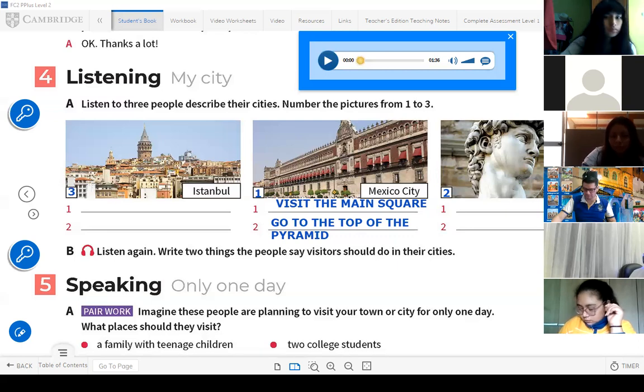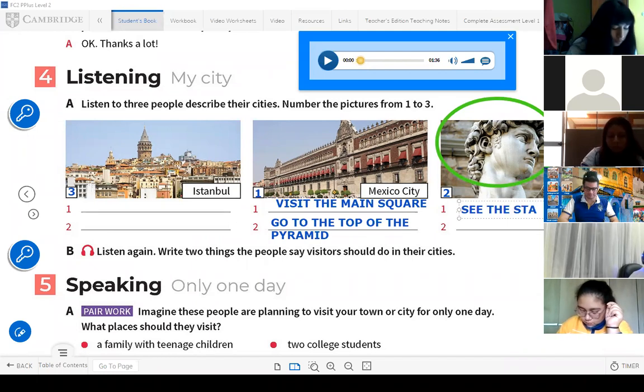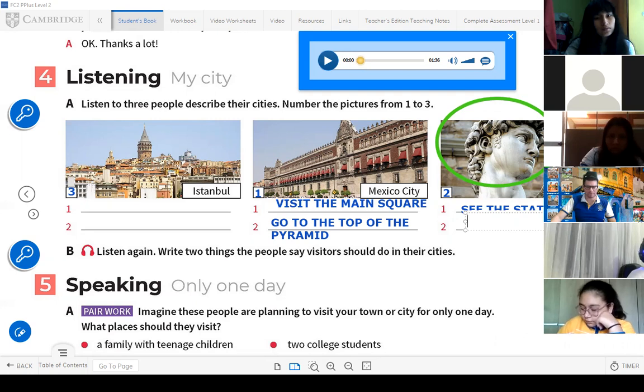Now, what about Florence? What can you do in Florence? What do you think? What's this? If you see on this part, it says that you have to see the statue of David. Right? This is something that you can do here. What else? There is another thing. It's a popular city. Yeah, okay, it's a popular city, but what can you do? It says something about eat. It says eat on this part, okay? Eat ice cream. It's very popular. Eat ice cream, yeah?